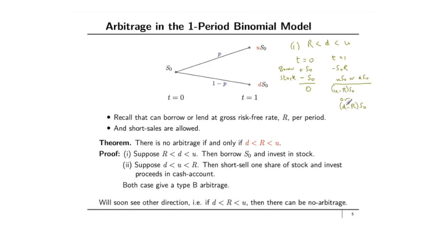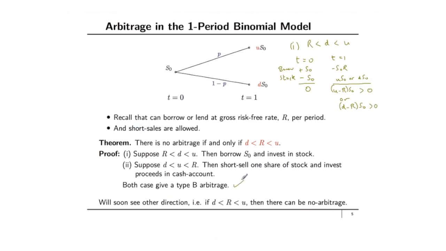But by assumption, D is greater than R and U is greater than R, so this component is positive and this component is positive. So regardless of whether the stock went up or not, we're going to have made money at time t equals 1. And that is an example of a type B arbitrage. Okay, so that's case 1.